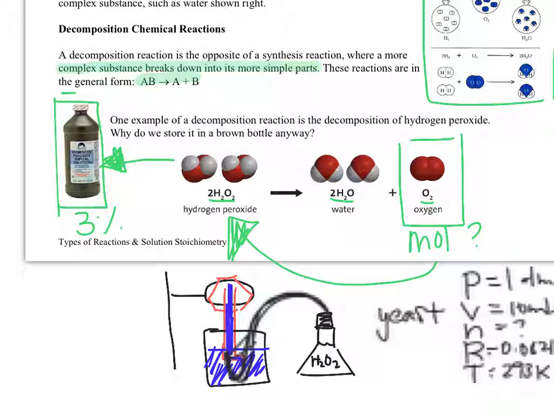And last but not least, the question here says, why do we store hydrogen peroxide in a dark brown bottle? Well, recall that we needed a catalyst to speed up the decomposition of hydrogen peroxide in our lab. It is a quite slow process, so we store hydrogen peroxide in a brown bottle so that we keep the light out. Light is energy, and it works as a catalyst for the decomposition of hydrogen peroxide, and that's why you find it in a brown bottle.